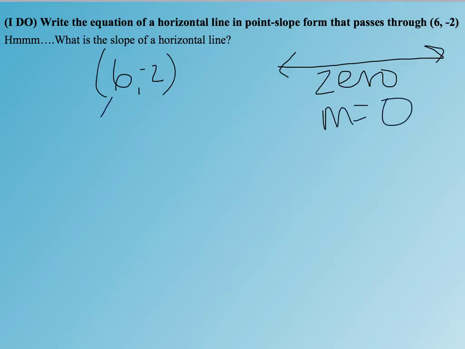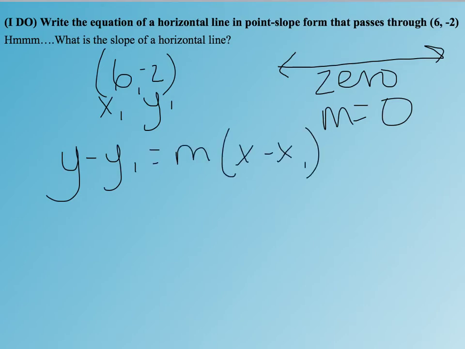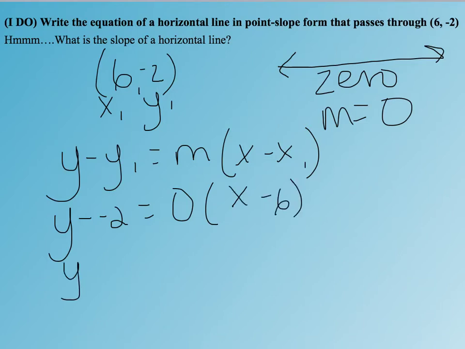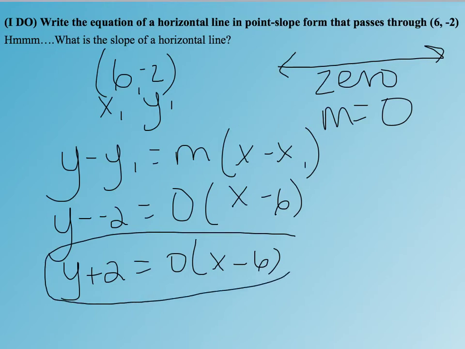Here I have x1 and y1. So plugging into my equation, y minus y1 is equal to m times x minus x1. Plugging in what I know, y minus negative 2 is equal to 0 times x minus 6. So y plus 2 is equal to 0 times x minus 6. This is your point slope form.